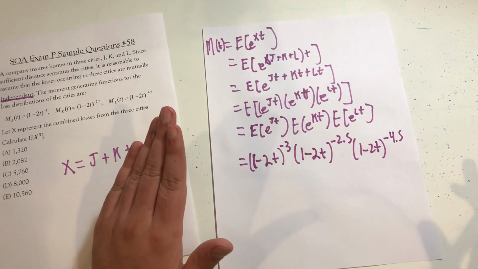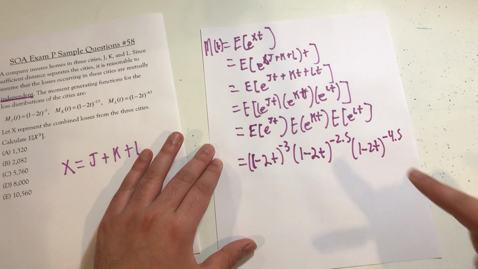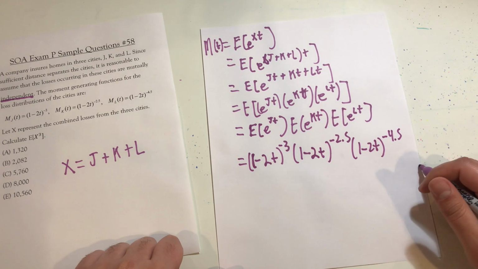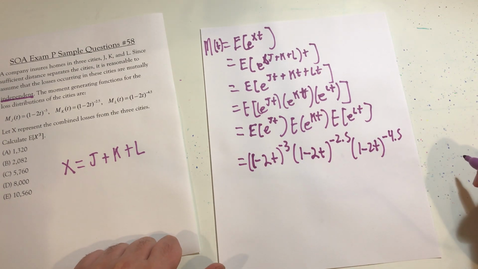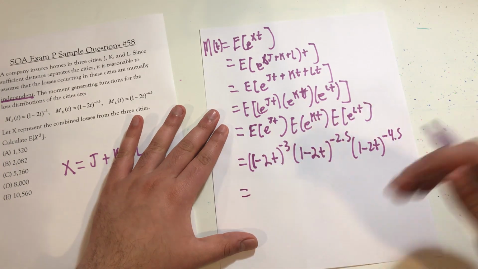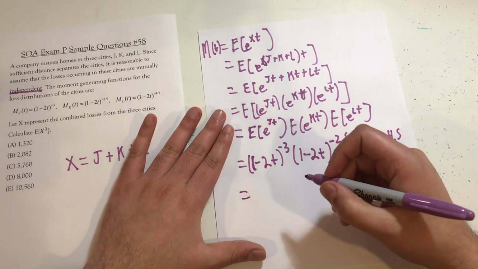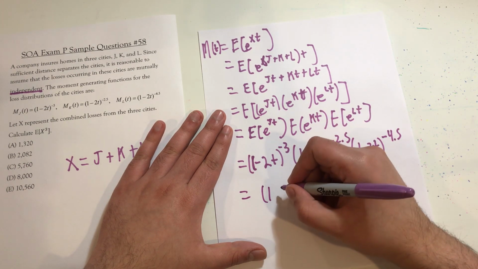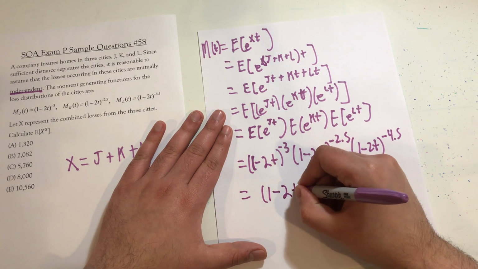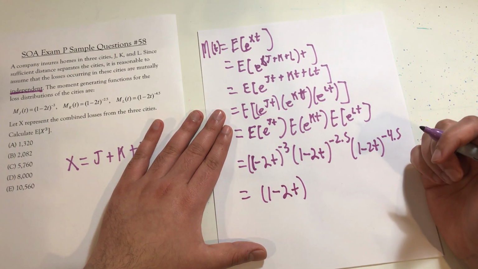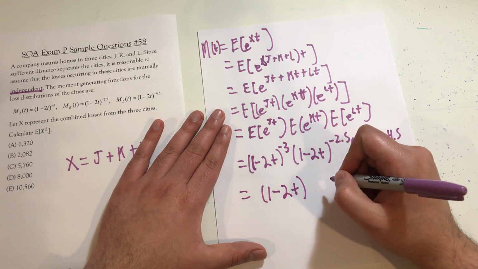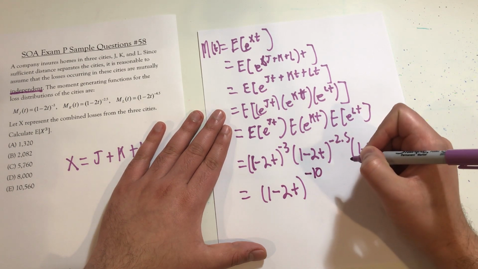Now, we're in a very lucky situation. All of these bases are the same. So we can treat this as like an x raised to the negative third times x raised to the negative 2.5 times x raised to the negative 4.5. And that would just be x to the sum of the exponents. So our base is going to remain the same. This is just a basic algebraic property of exponents: if your bases are the same, you can just combine them and add the exponents. And this should become 1 minus 2t to the negative 10.